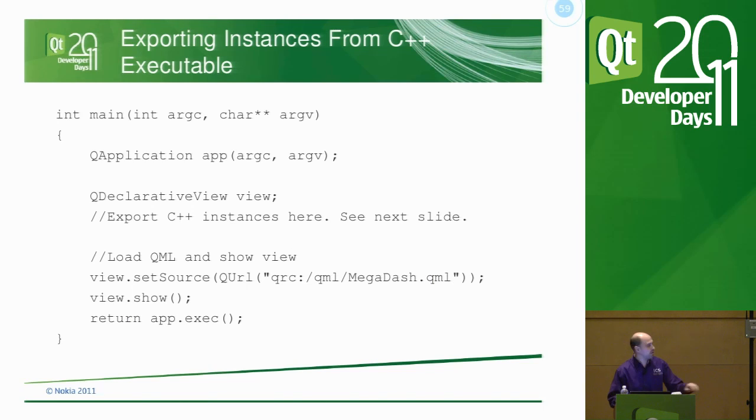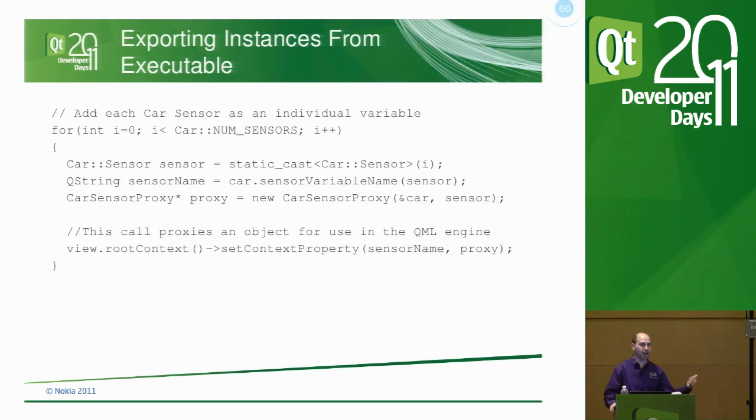Now, what happens here in this comment where it says export C++ instances here? See next slide. Well, between creating your view and setting the source, you can export as many objects as you want, such as in a giant for loop, export 100 sensors. So here I'm iterating over the car's enum for its car sensor, and I'm making car sensor proxy pointers. And we give it the car and the sensor, and then we are exporting into the view.